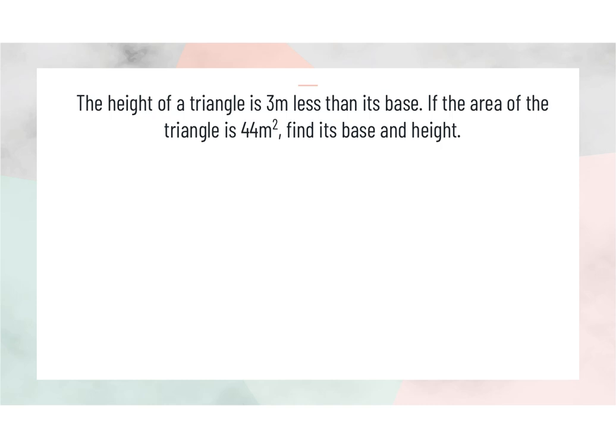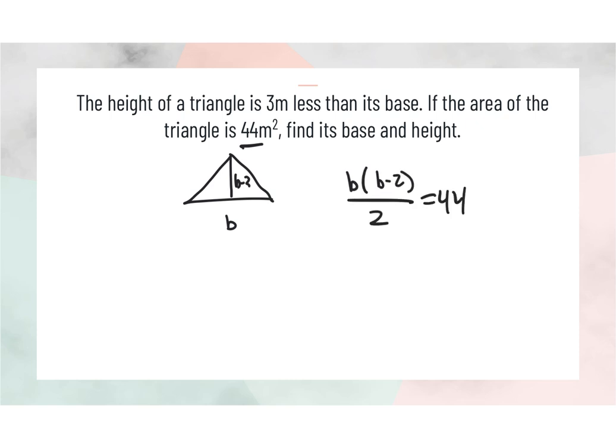Okay, last problem. Height of a triangle, 3 meters less than its base. So I've got a triangle, okay? The base is here, the height is b minus 3. Area of the triangle is 44. So remember, that's going to be base times height divided by 2 is 44. So I'll multiply both sides by 2, distribute. So b squared minus 2b equals 88.